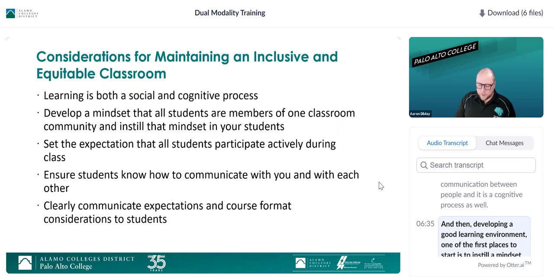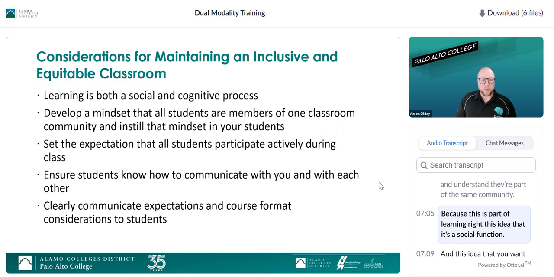And in developing a good learning environment, one of the first places to start is to instill a mindset in your students that they're all members of one classroom community. And for dual modality, this is kind of the challenge, right? Because for half your students, it'll be easy because they'll be sitting right in front of you. The other half will be on a computer screen far away. And the challenge is to make sure that they all connect and understand they're part of the same community.